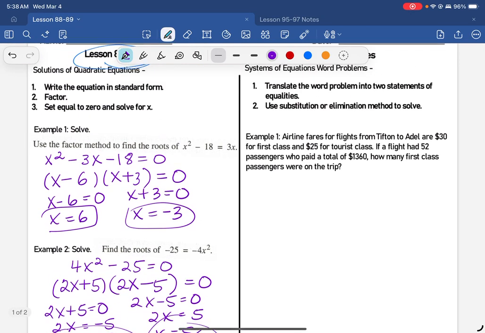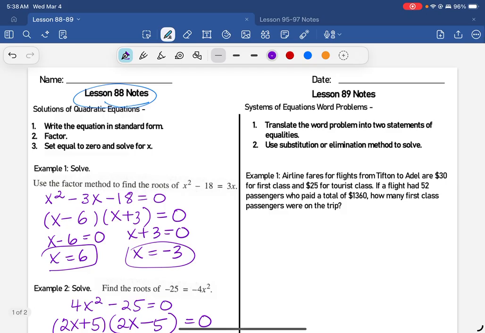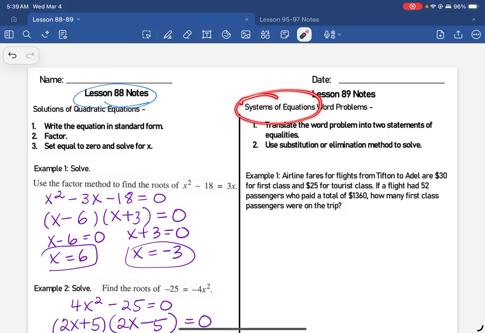All right, lesson 89. Lesson 89 deals with systems of equations, which we've already learned how to substitute and eliminate. But this time it's with word problems. So we'll have to set up those equations and then solve with your preference of either elimination or substitution. So this first step is translate the word problem, and then the second step is to use whatever method.